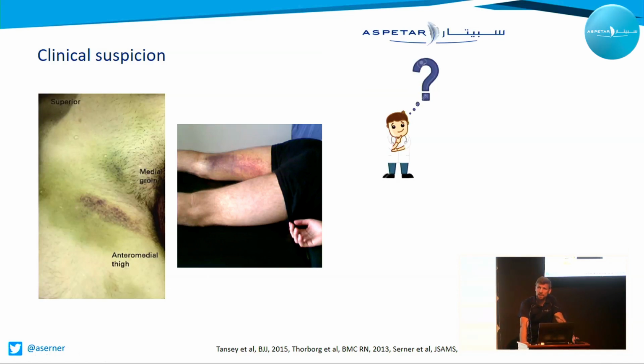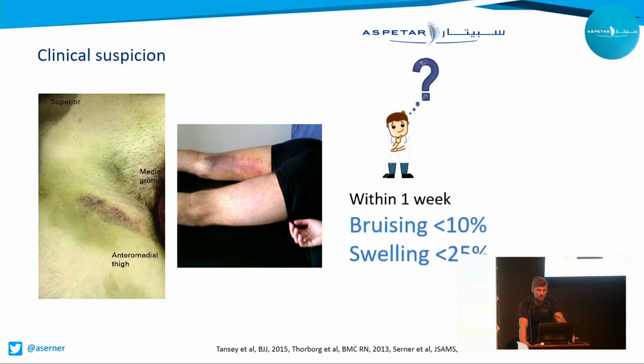When you see these players relatively early, as we usually do here, it is not that clear. We don't have bruising in a lot of these cases. Less than 10% of the players we saw had bruising, and less than 25% had swelling. So it's not that clear on the initial impression. So we should ask the player a little bit more.